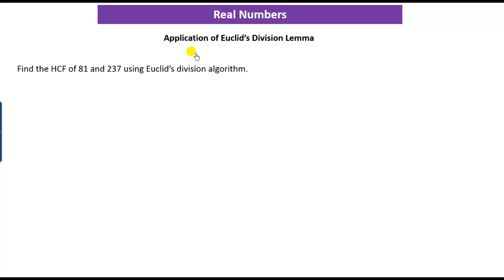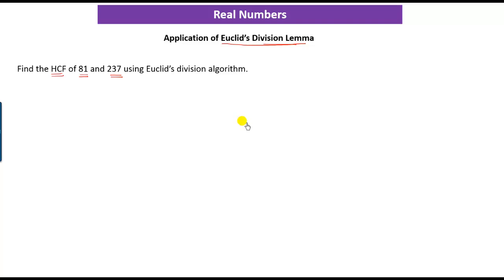Students, now we will see application of Euclid's division lemma. Here is the first question. Find the HCF of 81 and 237 using Euclid's division lemma.